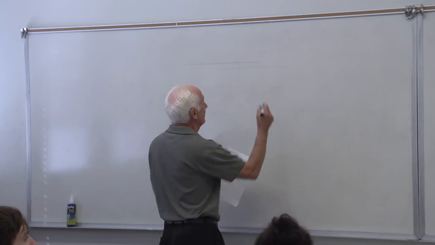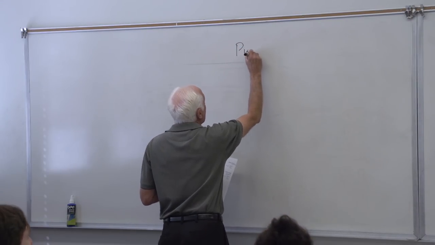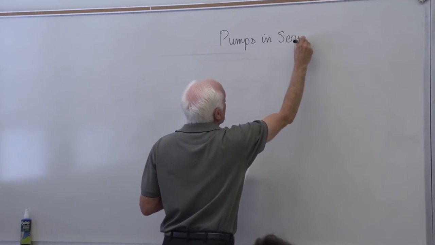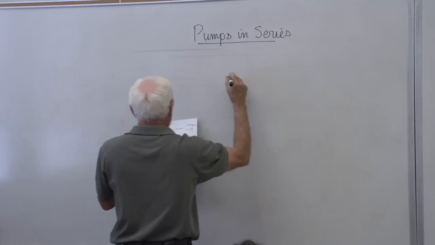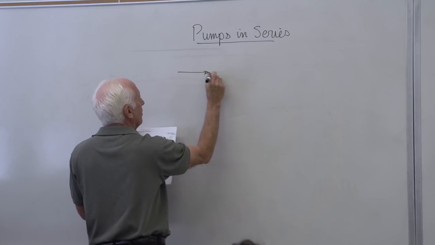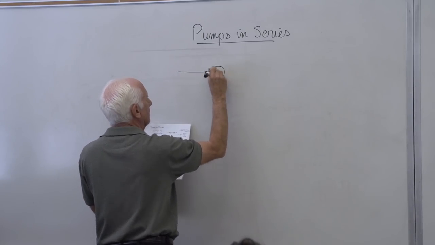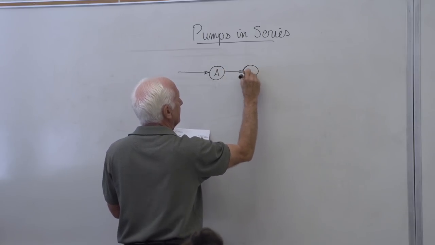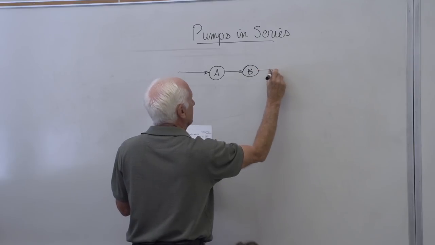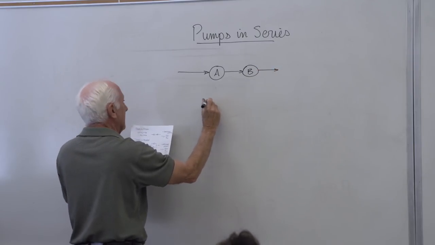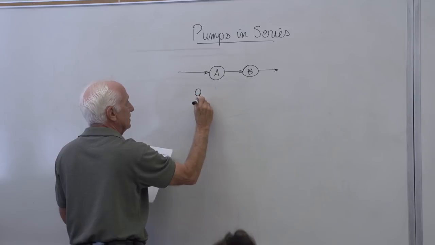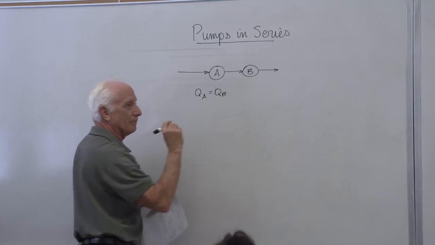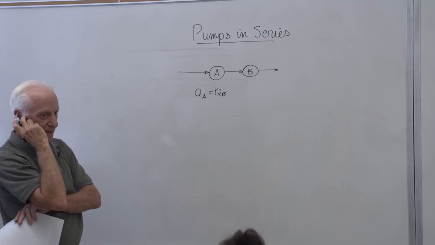So here are pumps in the series. We have a flow rate coming in, and we'll call this pump A. And then series means there's a pump B. And of course, because they're in series, in steady state, the flow through pump A must equal the flow through pump B. Conservation of mass.